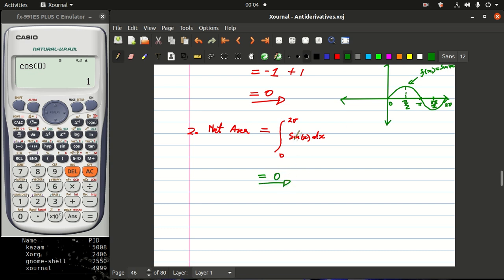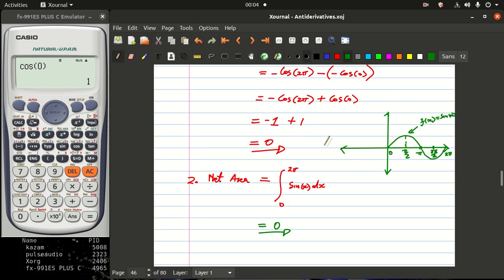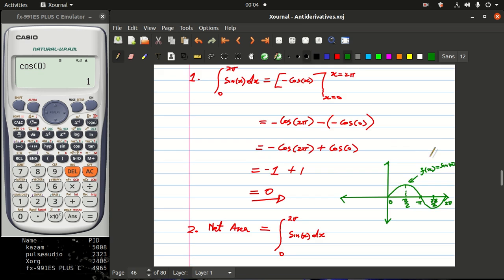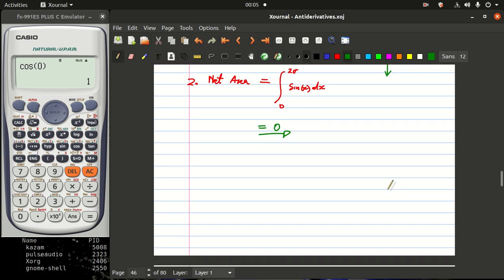So that is actually the net area, because for this one, starting from 0 up to pi, you end up getting a positive area, but this one here is the same as that, except that it is below the x-axis and it is negative. And you can see here that one is negative, one is positive. That is why we are having those nice things there. Let's look at number 3 now.